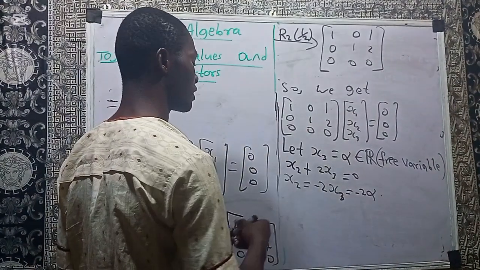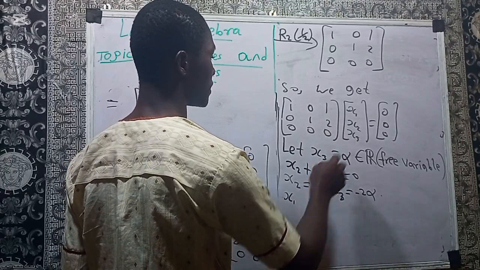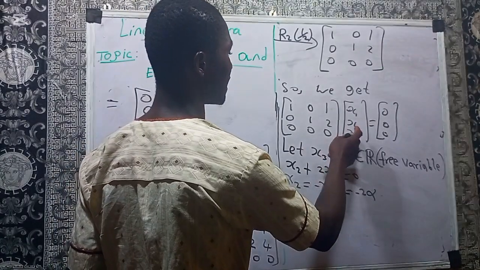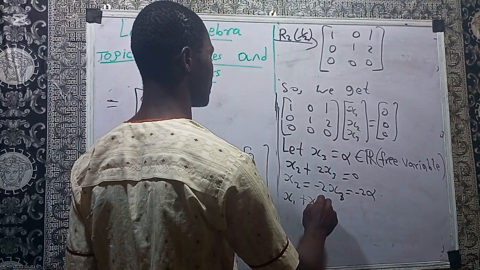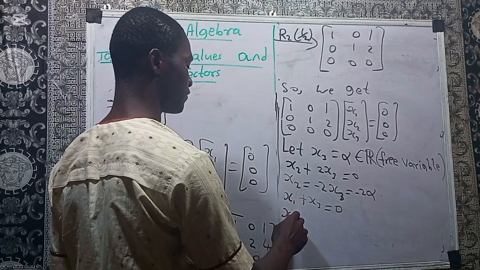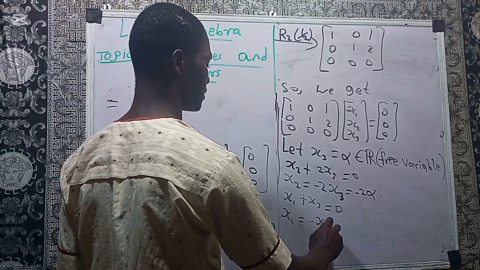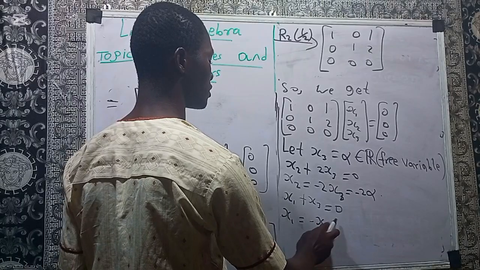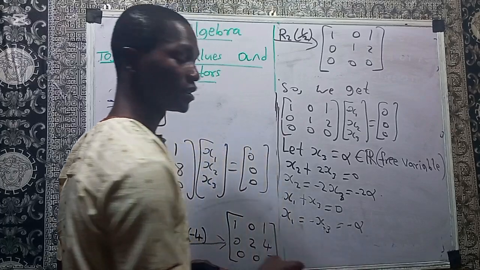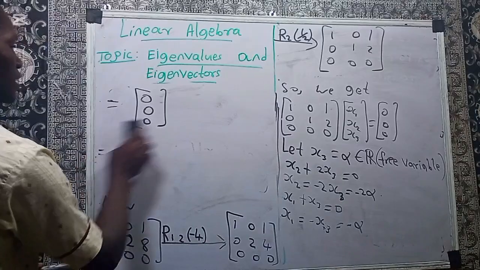Go to the first row and multiply. x1 multiplied by 1 is x1. x2 multiplied by 0 is what? 0, right? Then x3 multiplied by 1 is x3. Then equated to what? 0. So if you make x1 the subject of the formula, x1 will be equal to, move positive x3 to the right, negative x3. But what is your x3? x3 is alpha. So x1 will be negative alpha, right? So with this, we have gotten the values for x1, x2, x3.